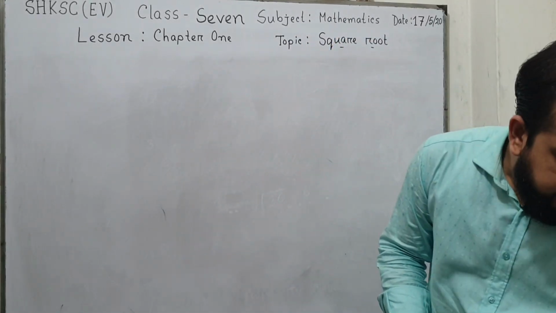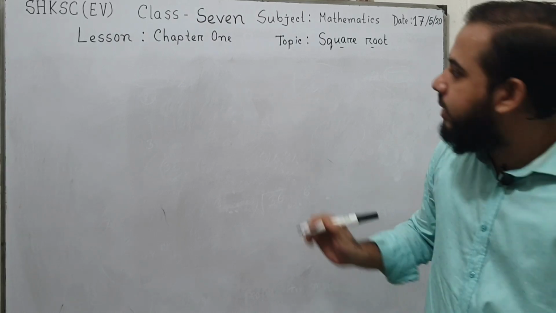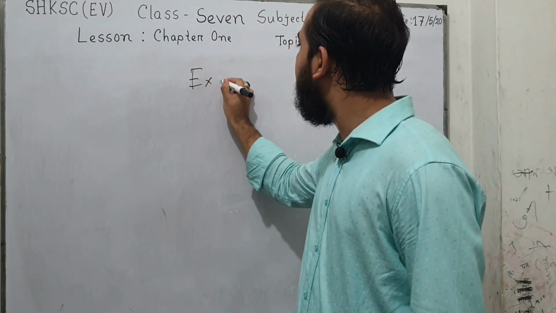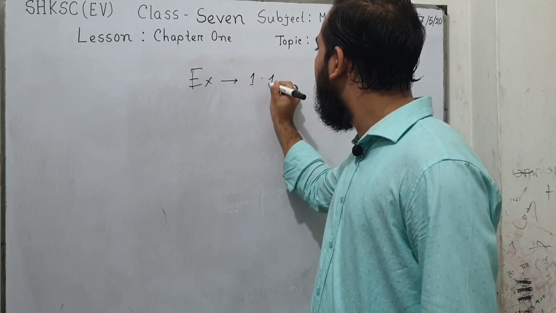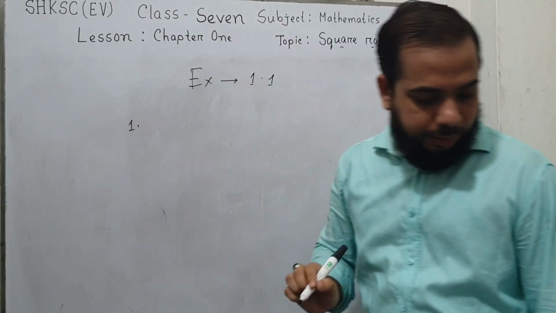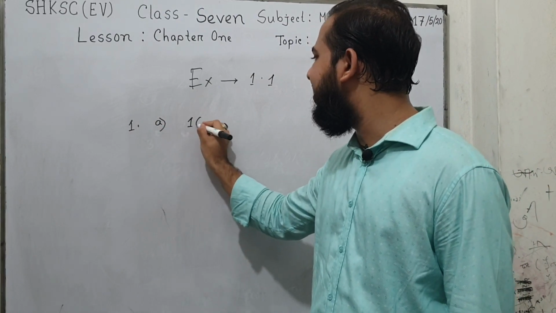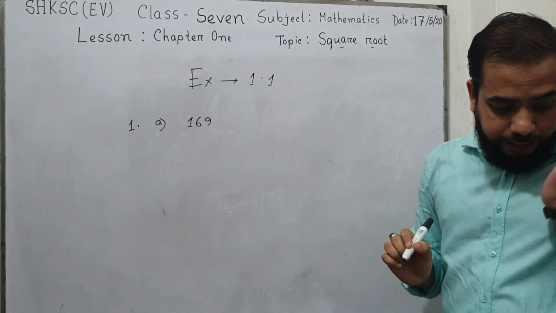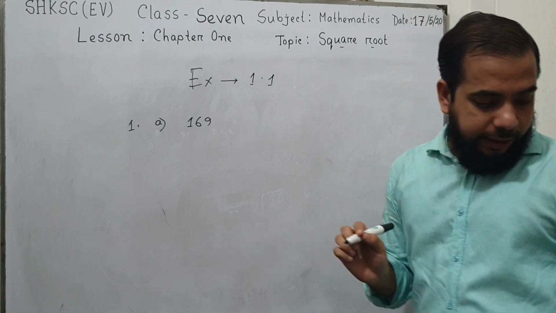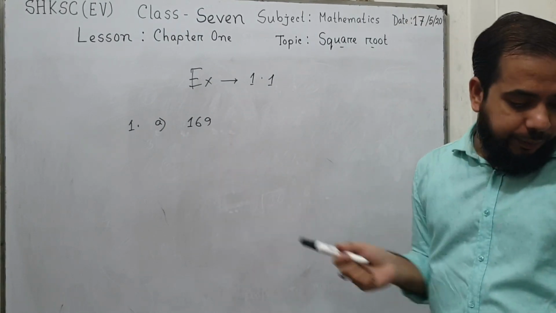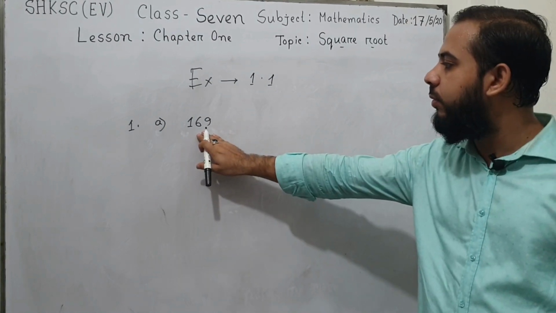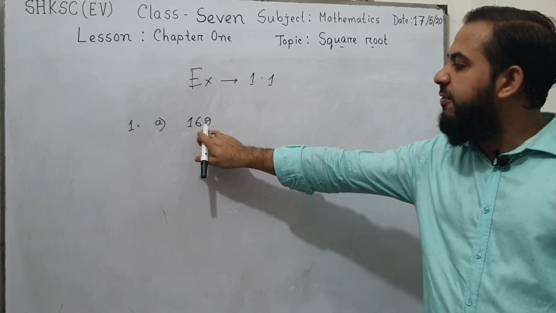Now we will solve some problems from exercise 1.1 by the prime factorization method. From exercise 1.1, we will do at first number 1a, 169. Let's do this. What is the question? Find the square root of the number by the prime factorization method.